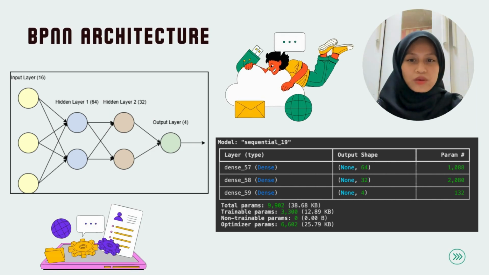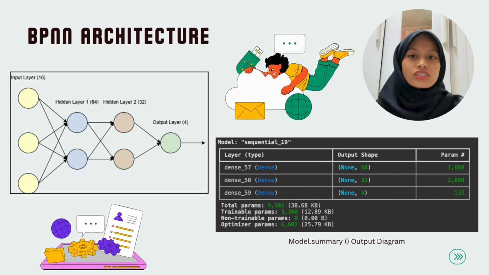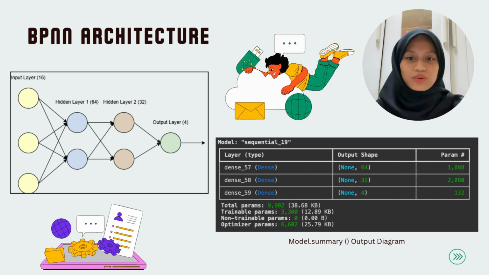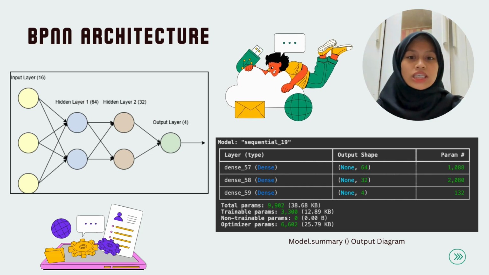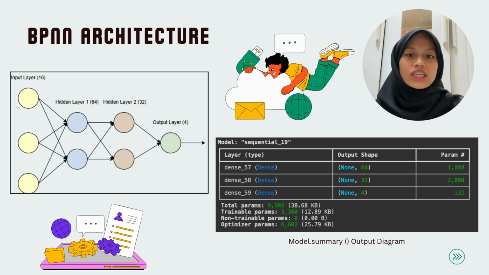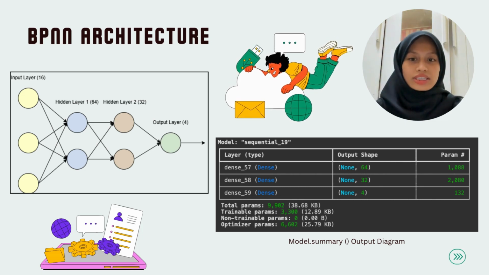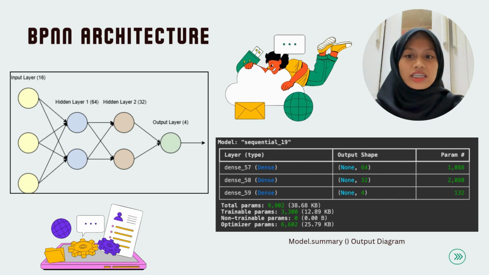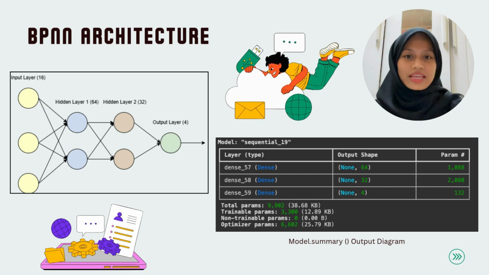In this project, we use a multi-layer neural network (MLN) architecture, as shown in the left image. The MLN architecture used in the project is a feed-forward neural network implemented using TensorFlow and Keras. The model consists of an input layer with 16 neurons, 2 hidden layers with 64 and 32 neurons, and an output layer with 4 neurons. This layered structure allows the network to learn complex relationships in the data.